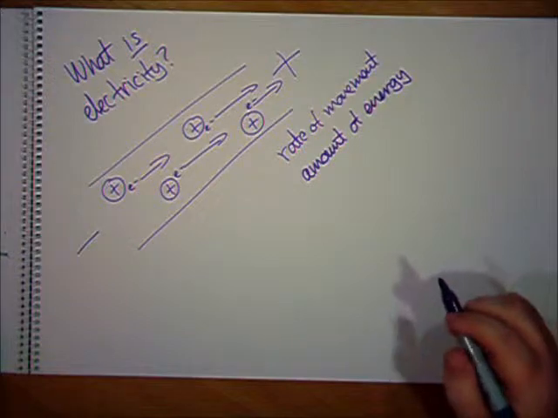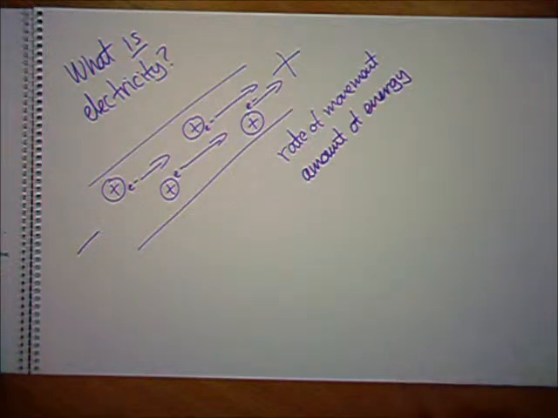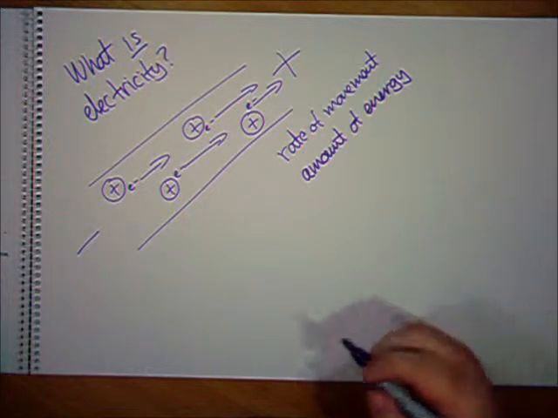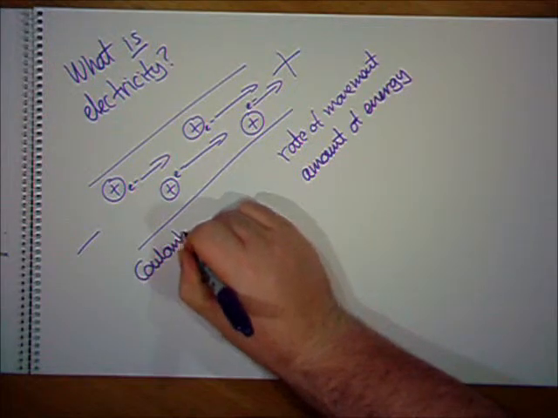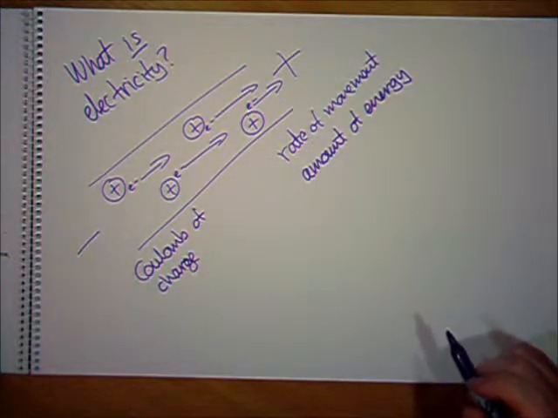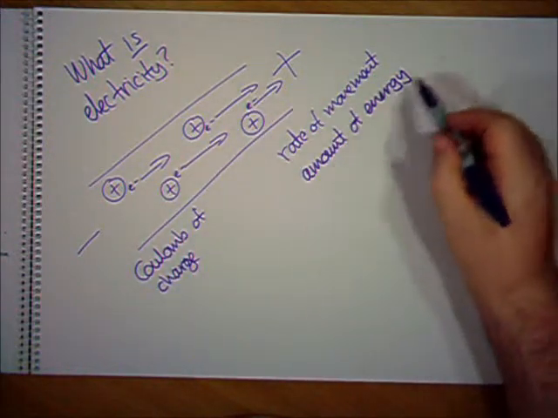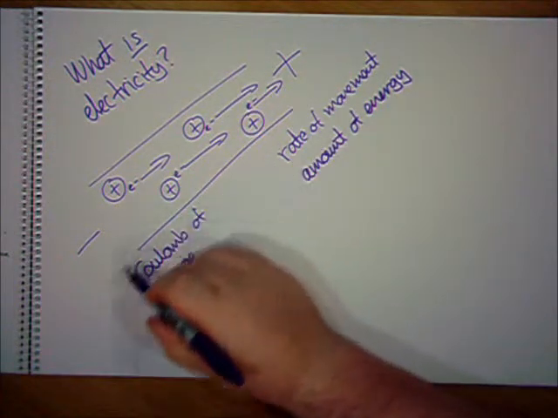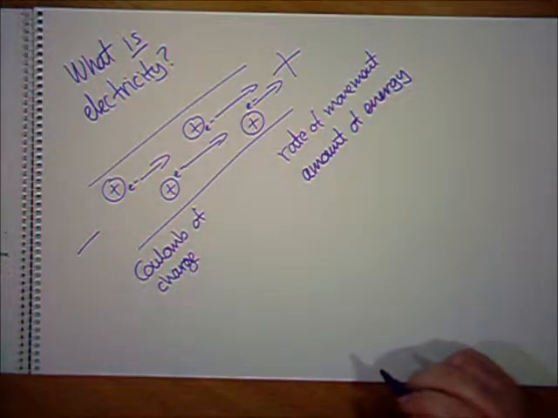So what? Well, if we're talking about electricity, we don't talk about individual electrons. We talk about a whole group of electrons at once. And we talk about charge rather than just individual electrons. So we talk about a coulomb of charge. Yeah? So instead of talking about the rate of movement of individual electrons, or the amount of energy carried by individual electrons, we talk about the rate of movement of a coulomb of charge, or the amount of energy carried by a coulomb of charge.